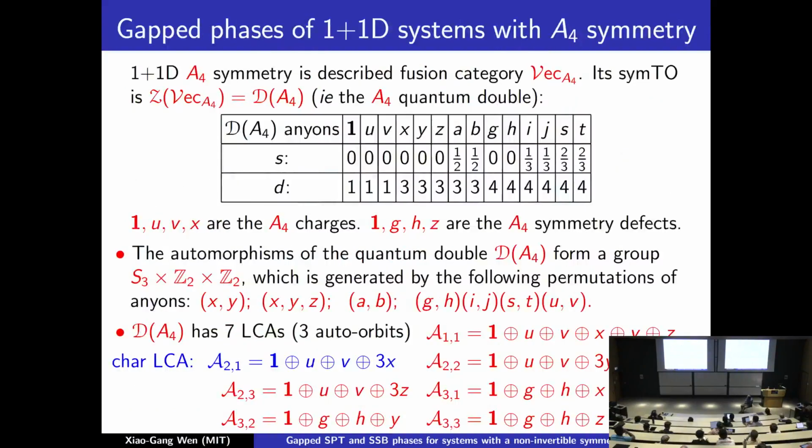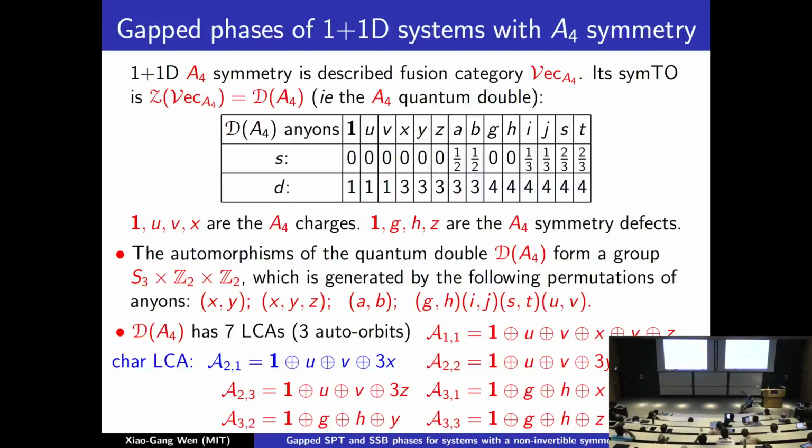And so let's consider the gapped phases for this 1+1D system with A4 symmetry. Why A4? Because S3 and D8 have been discussed in this meeting, so I pick another group. So for A4, it has some number of onions, and D is the quantum dimension of each onion.